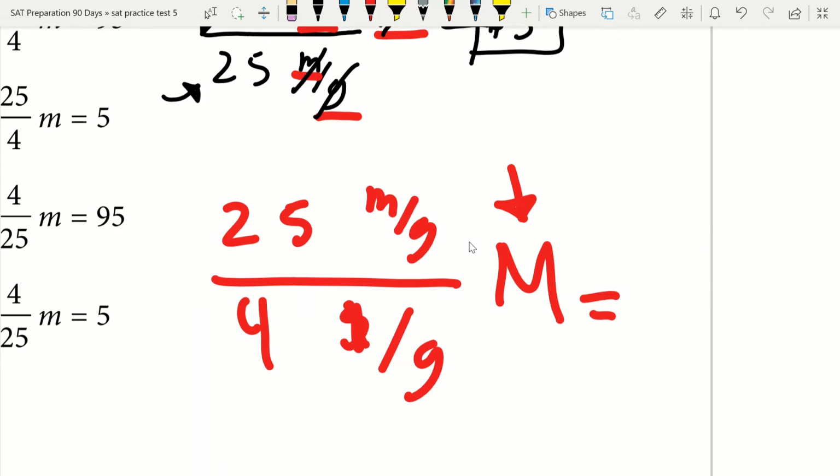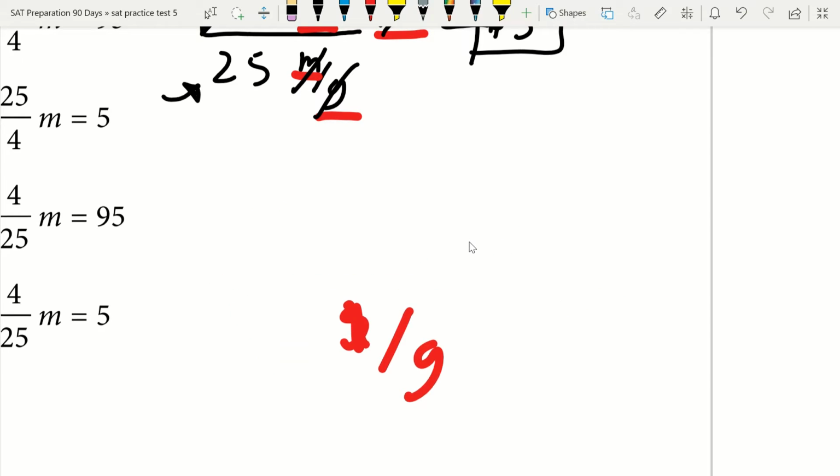So that's a way that you can know if your answer is correct or incorrect, is if you get the wrong units. Okay, so that's an example of how canceling units is going to help you make sure that you're doing the problem correctly. All right, so hopefully that was helpful.